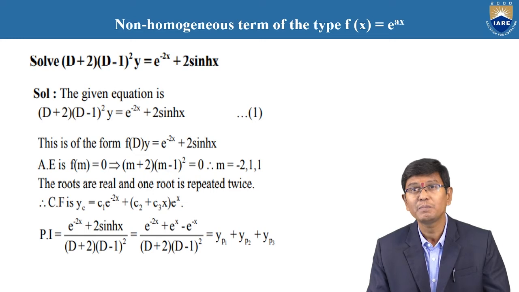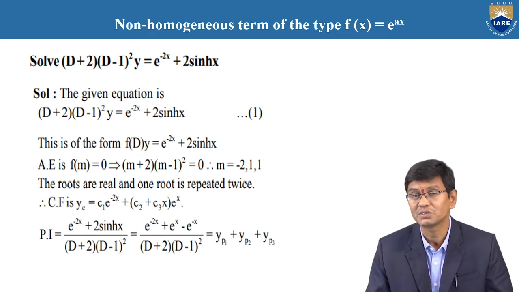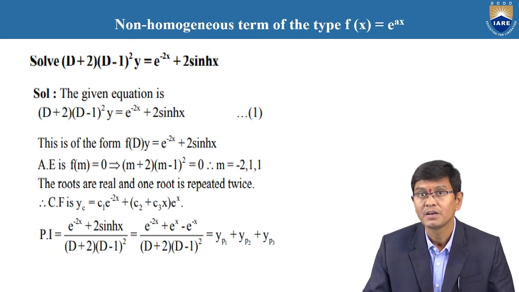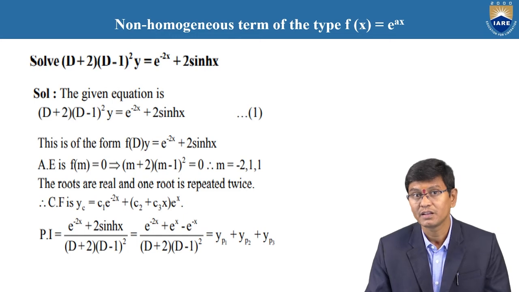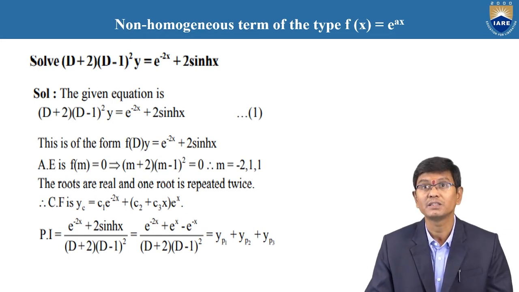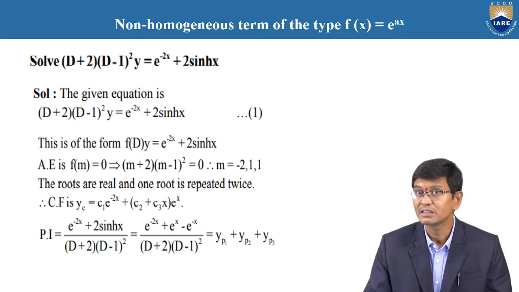Solve (D + 2)(D - 1)² y = e^(-2x) + 2 sinh x. Therefore, the given equation, which you assume as equation 1, is (D + 2)(D - 1)² y = e^(-2x) + 2 sinh x.